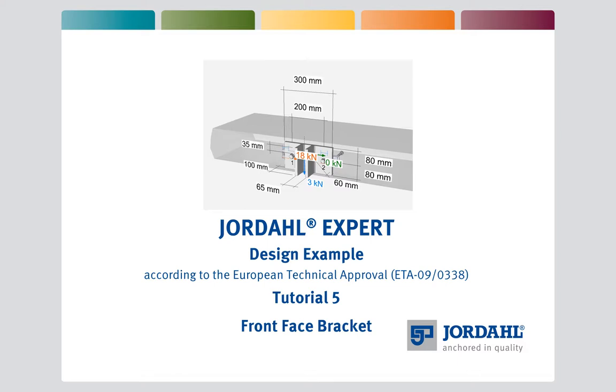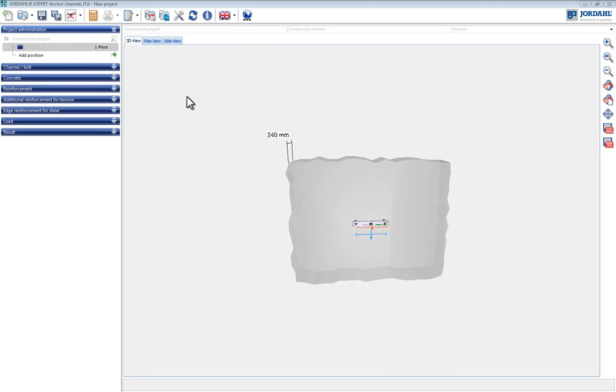I will now demonstrate to you how to incorporate a bracket when designing an anchor channel according to the European technical approval with the aid of the Jordahl expert software. A typical facade connection is considered using a bracket and an anchor channel fitted to the front face of the floor slab. The design software allows the loads of the bracket to be entered directly when specifying the loads.